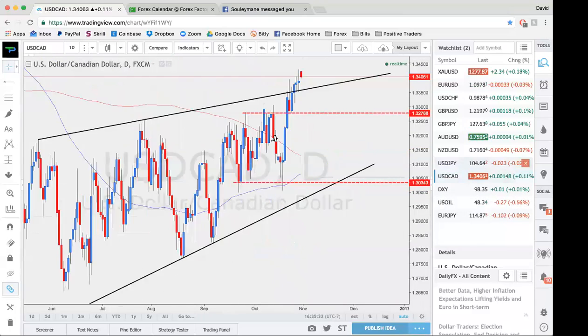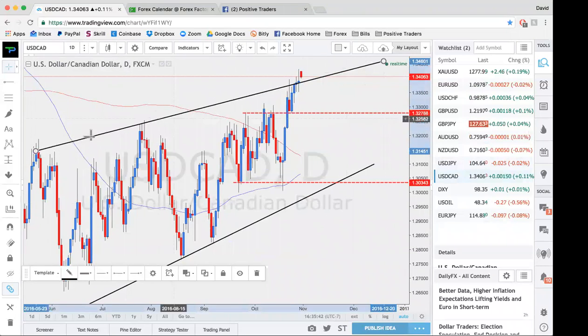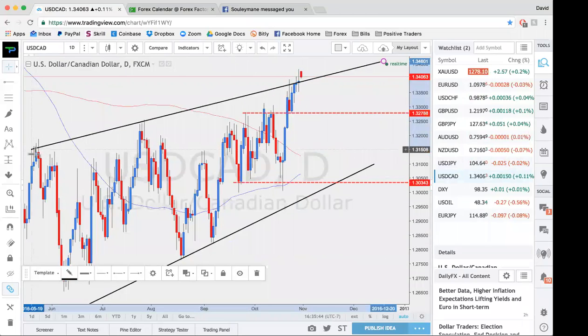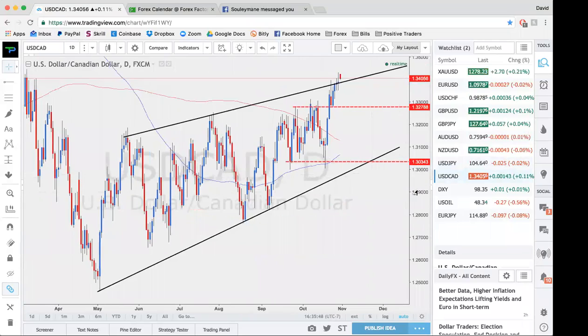USD CAD, guys. If you guys are in the premium group, there were a couple different setups that I had. I had a couple different trades. I had this set up a couple different ways. There's a couple different ways you can draw the trend lines, guys. That's what I'm trying to say.